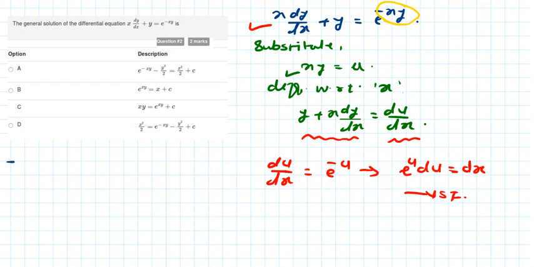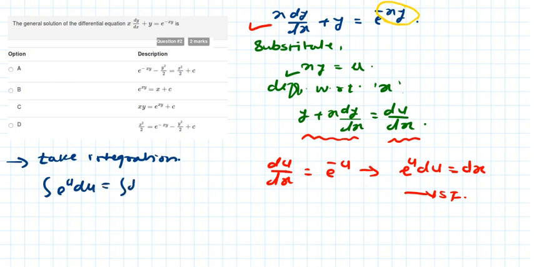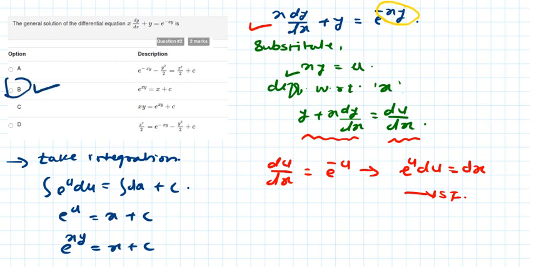Once it is in variable separable form, what do we do? We take integration on both sides. So this will be the integration of e raised to u du equal to the integration of dx plus c. Integration of e raised to u is e raised to u, equal to x plus c. So resubstitute the value for u. U is x into y. So this will be e raised to x into y equal to x plus c. If you observe the options, option B is the right answer.